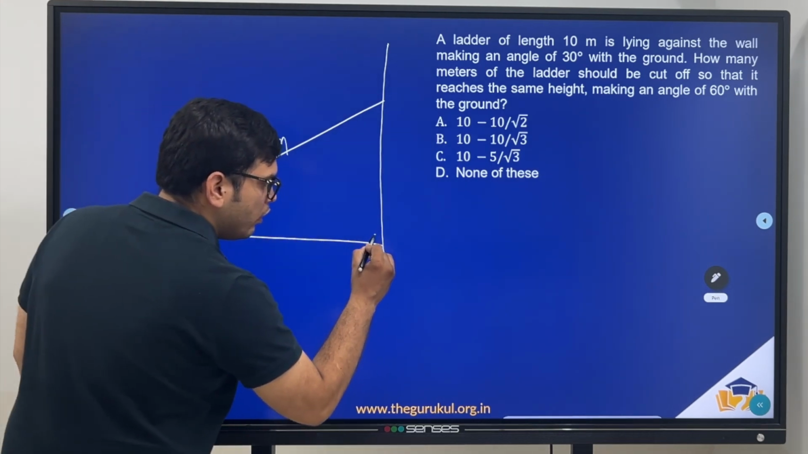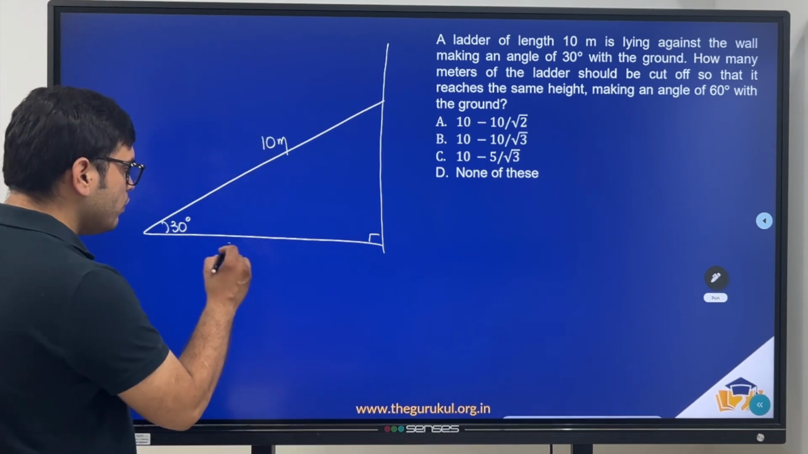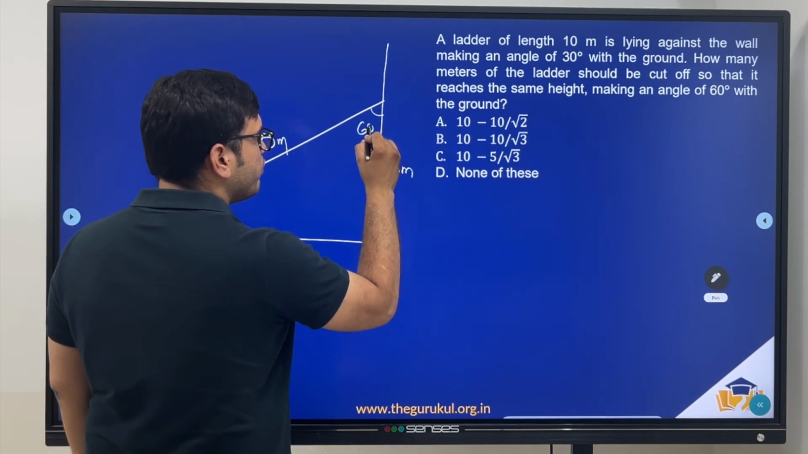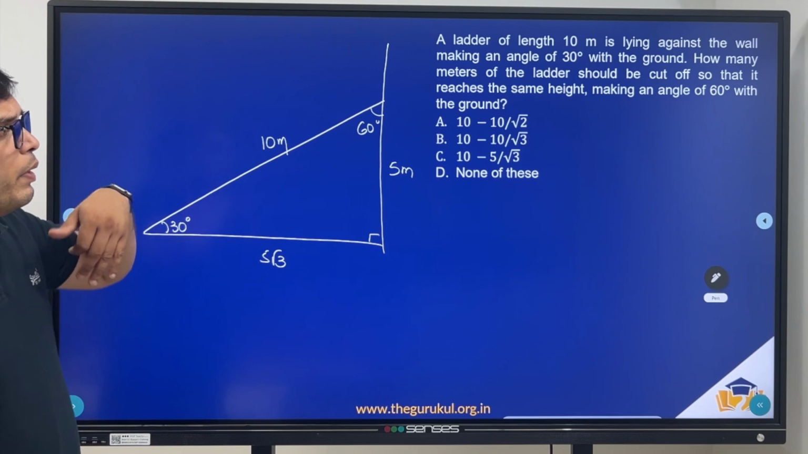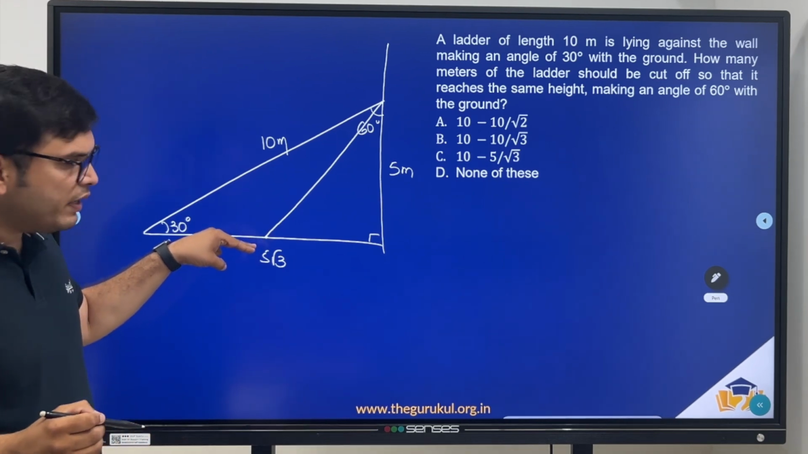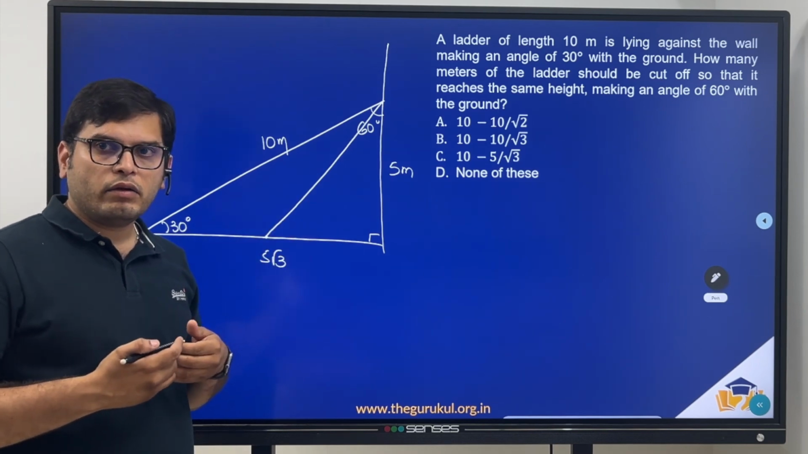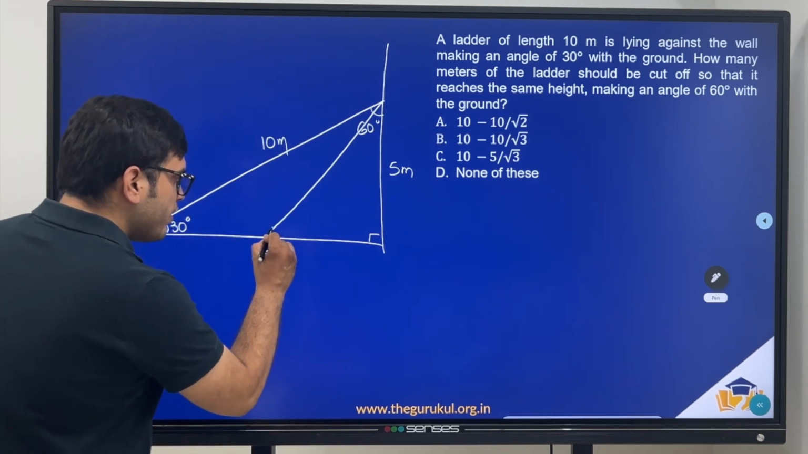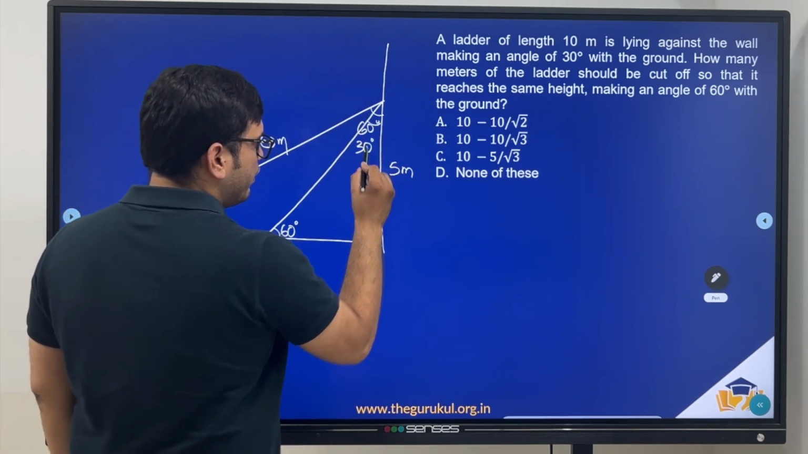If the side opposite to the right angle, 90 degrees, is 10 meters, the side opposite to 30 degrees should be 5 meters, and the side opposite to 60 degrees should be 5 root 3. Now the ladder should be making an angle of 60 degrees, so it will be touching the ground here. We need to find the length that we should be trimming from that ladder so that it reaches the same height as before, and this angle is given to be 60 degrees, and this angle is 30 degrees.